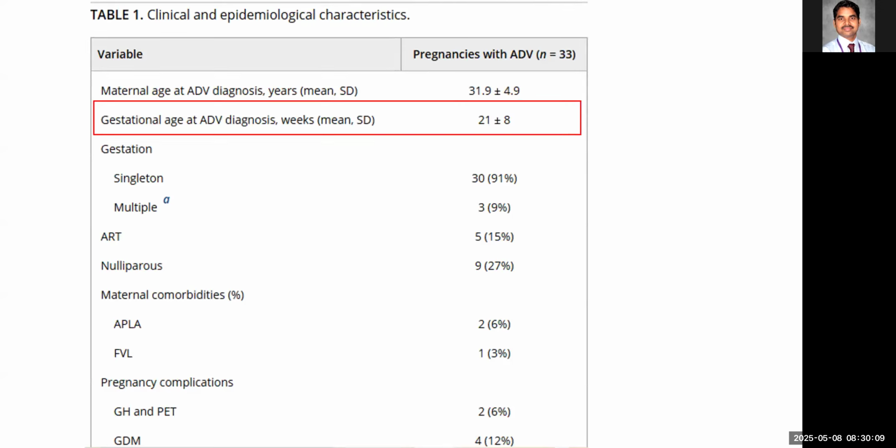Coming to results, ADV was diagnosed in 33 fetuses, and this table shows baseline characteristics. Mean gestational age at ADV diagnosis was 21 weeks plus or minus 8 days. It ranges between 12 weeks to 38 weeks of gestational age.